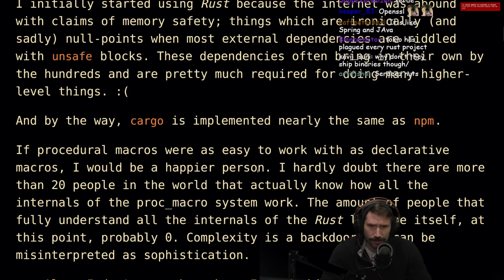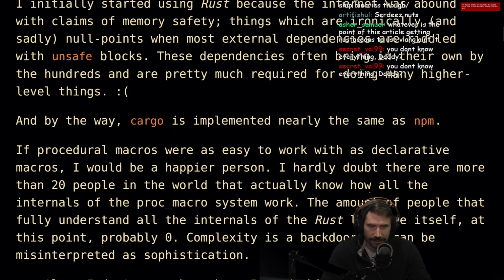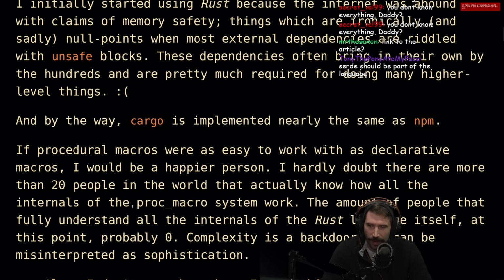If procedural macros were as easy to work with as declarative macros, I would be a happier person. I hardly doubt there are more than 20 people in the world that actually know how all the internals of the proc macro system work. Now, this is actually a fair statement. I agree with this statement.